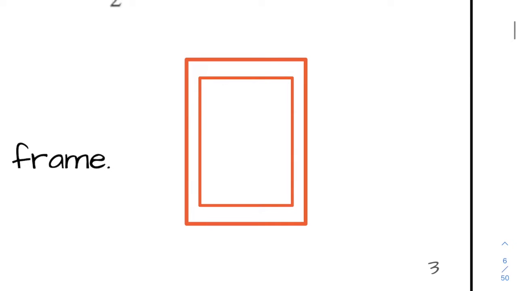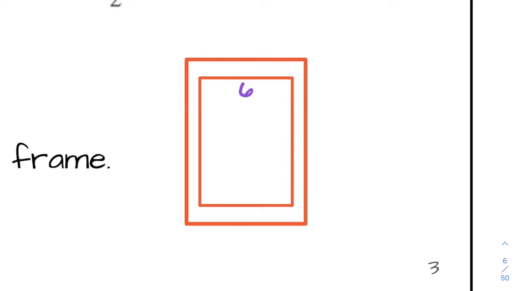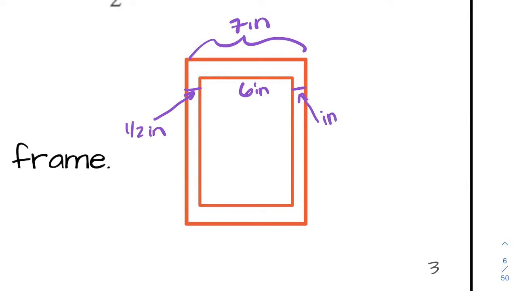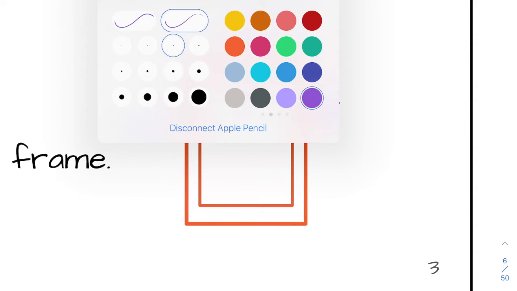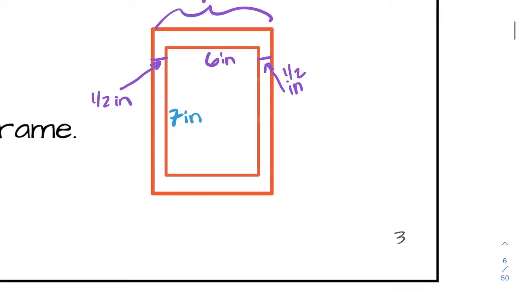So this is a 1/2 inch. If this is 6, then this 1/2 inch happens twice. So it's actually going to be 7 inches, because it's 6 and then a 1/2 inch with another 1/2 inch. And the same thing is going to happen for the width of it. So if the width is 7 inches, then the whole height is going to be 8 inches.